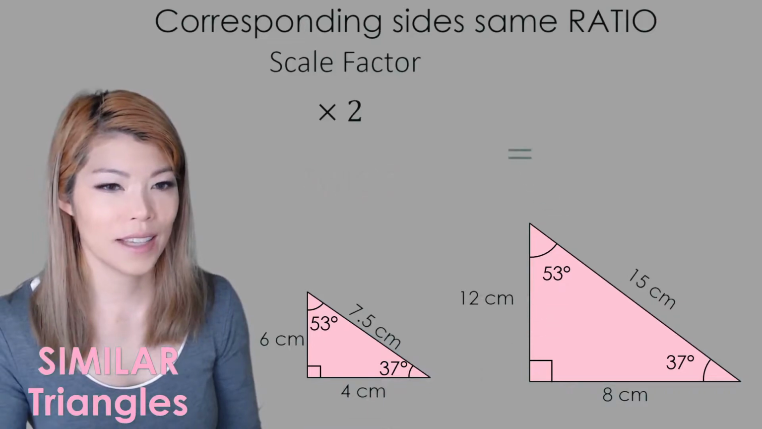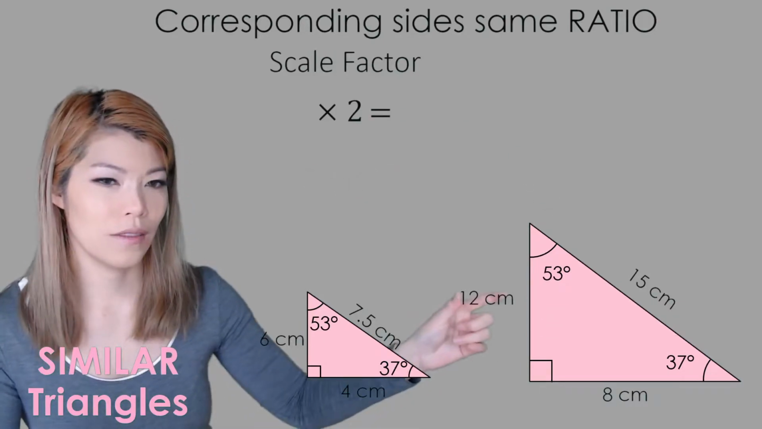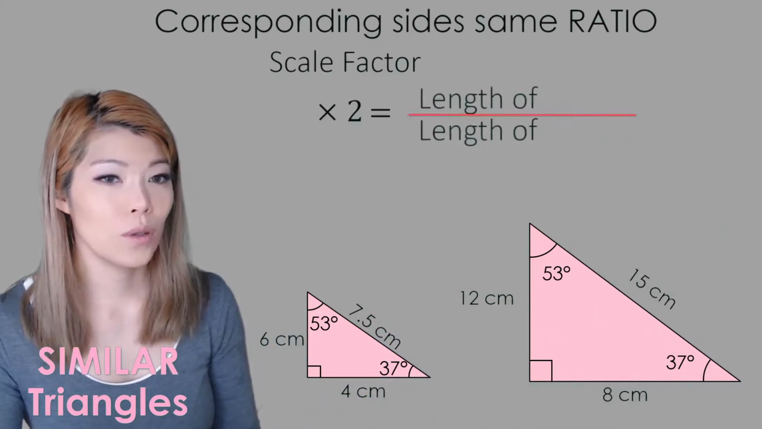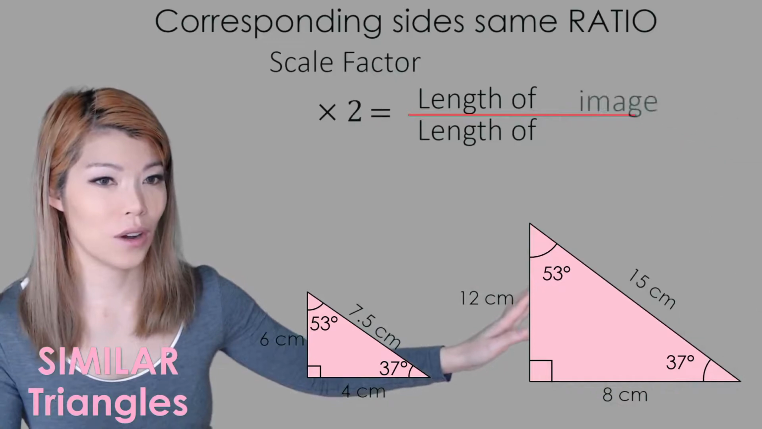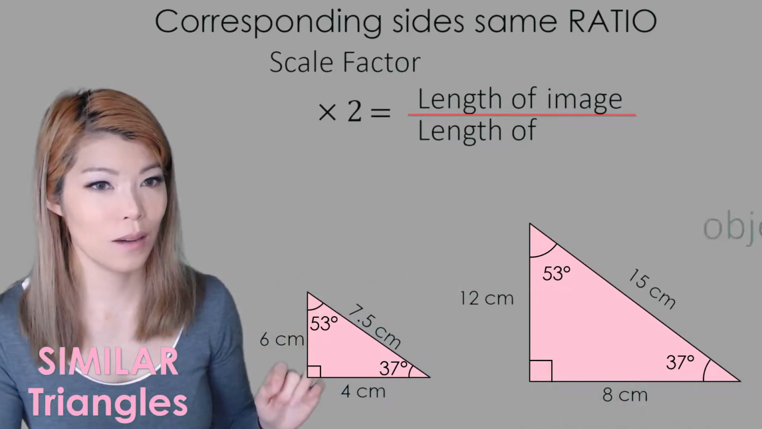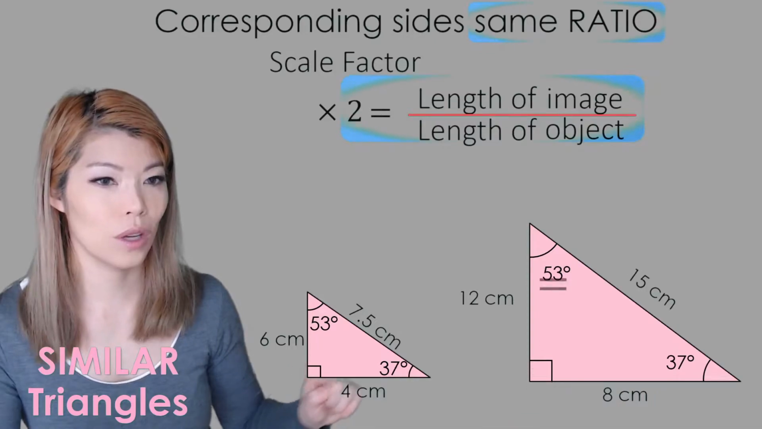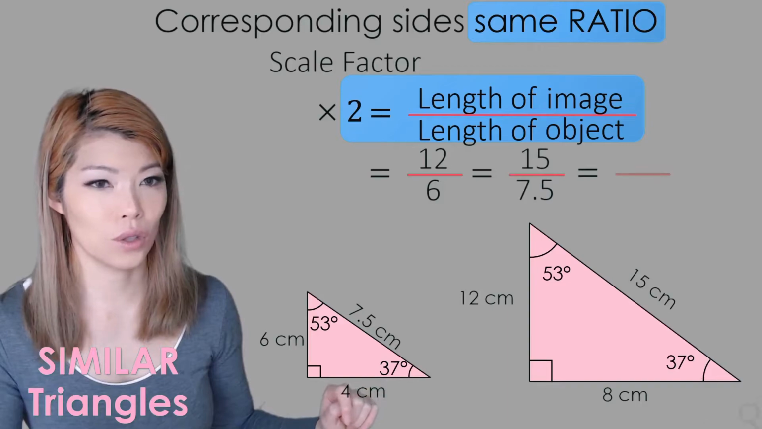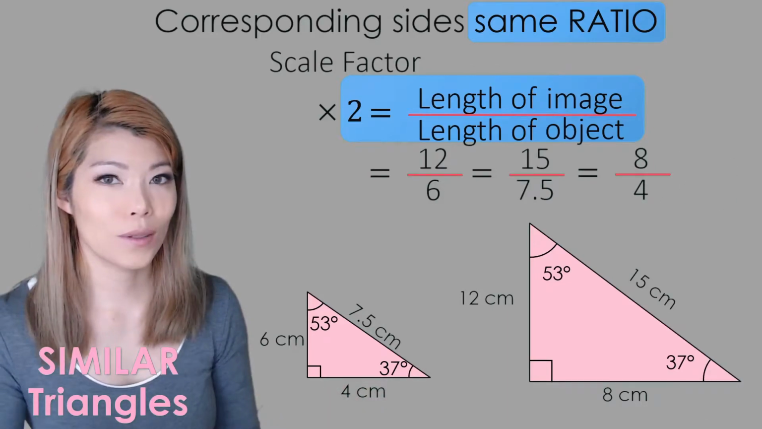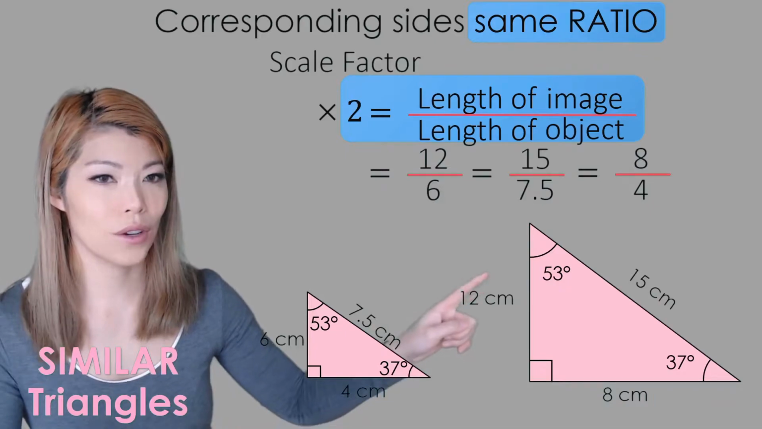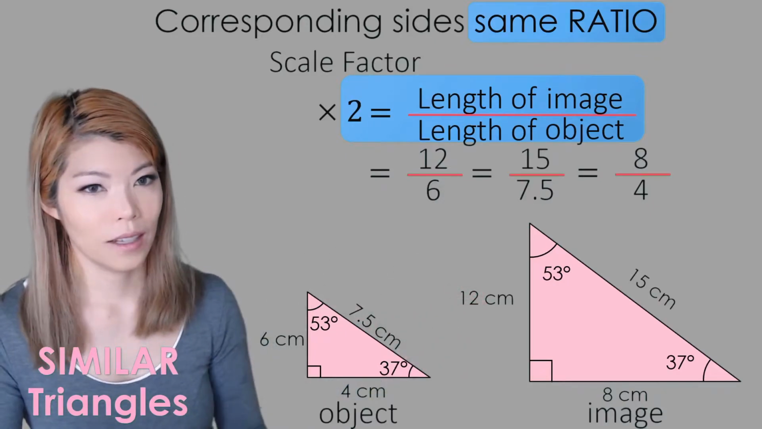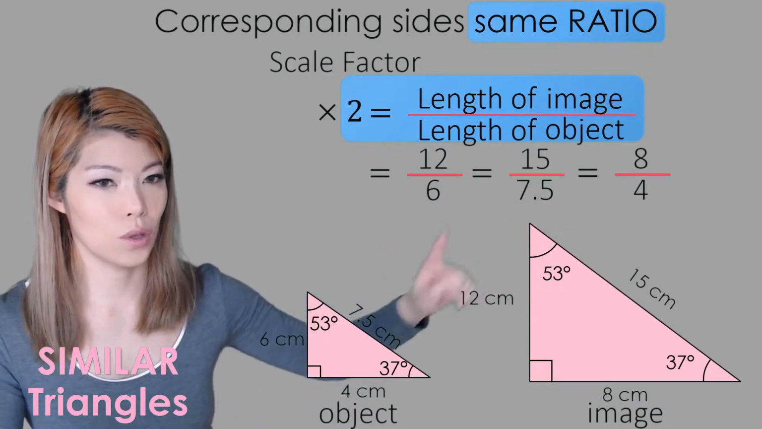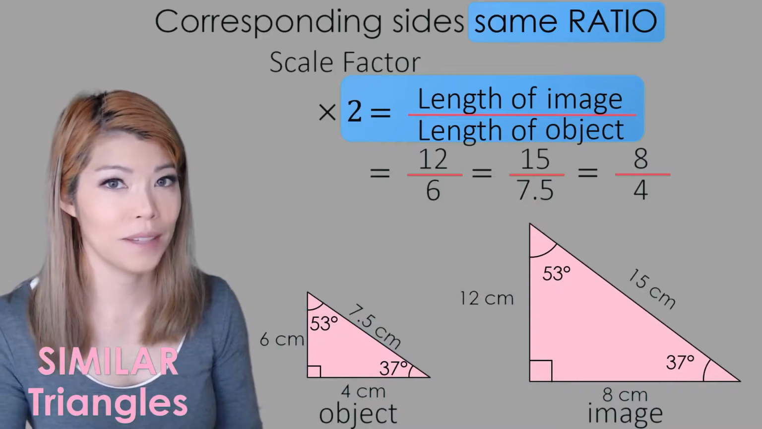Now, how do we get the scale factor? How do we get 2 just now? From the 12 to the 6, 15 to 7.5, how do we get 2? Now we look at the length of the image over the length of the object. 12 over 6 is 2, 15 over 7.5 is 2, and 8 over 4 is 2. So that is called the scale factor, and it's the ratio of the corresponding sides. So the corresponding sides ratio, 2, 2, 2, will be the same for similar figures.